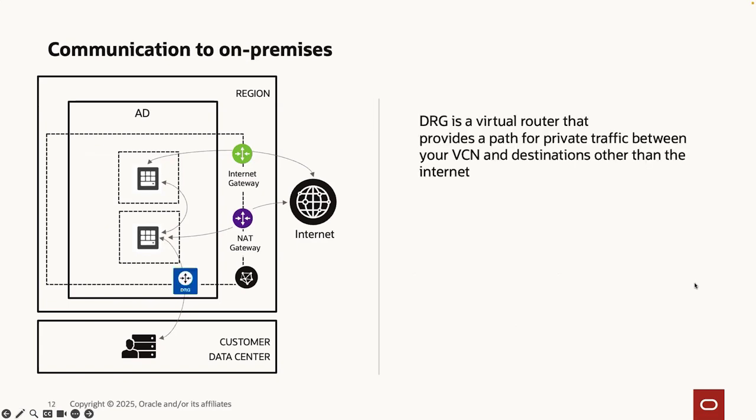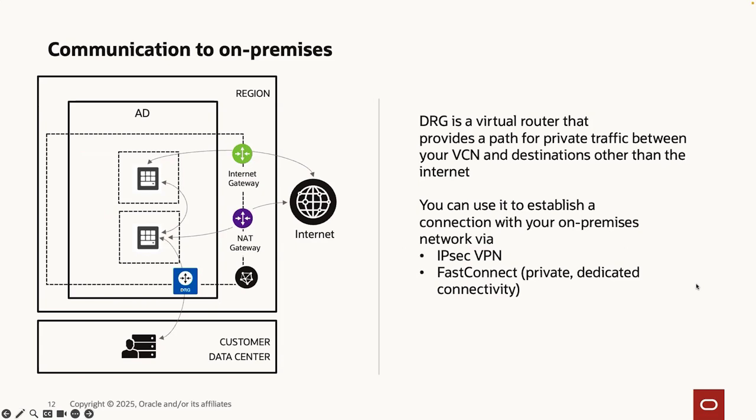Now, communication to your on-premises network would require a dynamic routing gateway, so a DRG. We see it pictured here in blue. This provides a path for traffic between your VCN and destinations other than the internet: your customer data center, on-premises networks, whether that be in the same region or not.